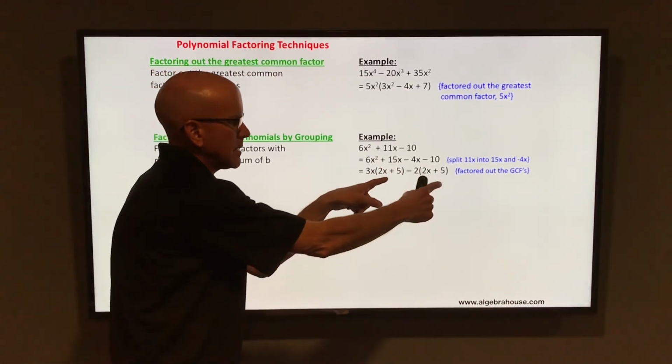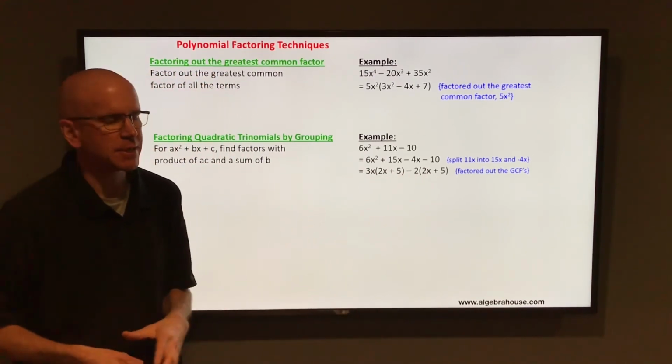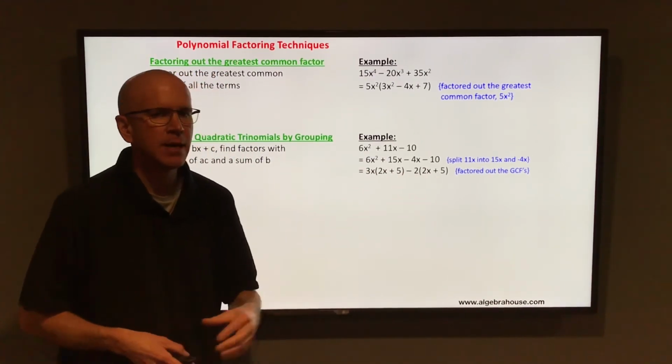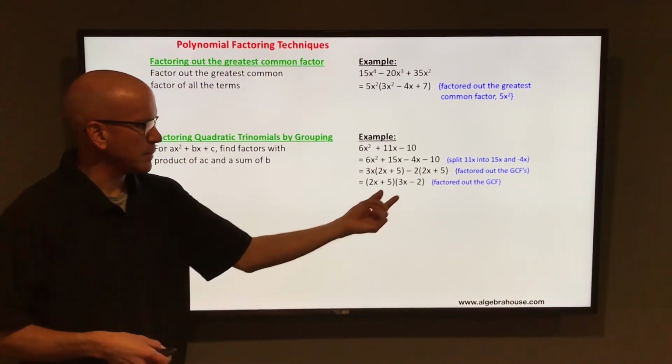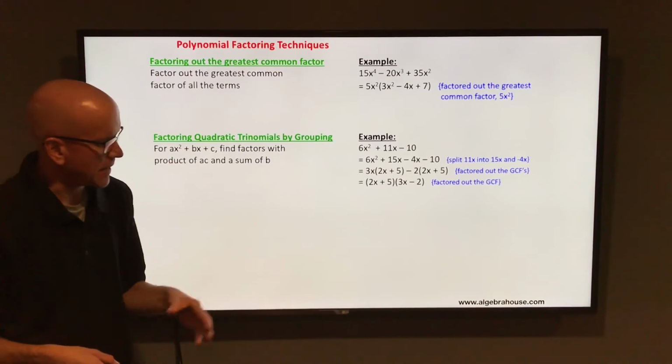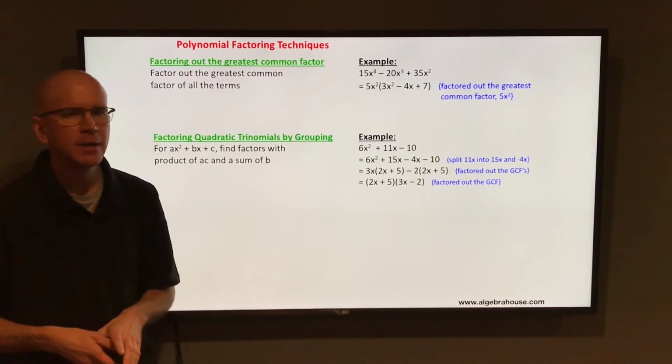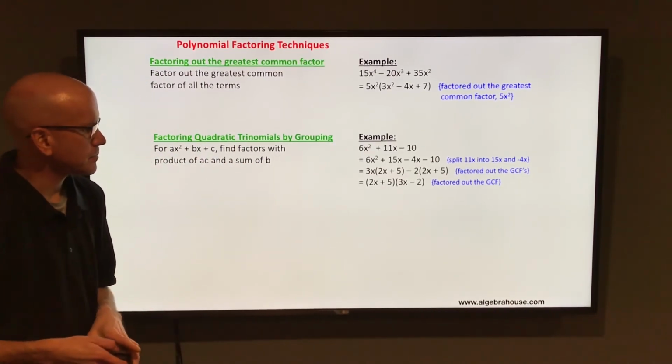Now you have to get the same thing in the parentheses because that's the next step, is to take out that 2x plus 5. It's just like erasing it with your eraser. If you erase that 2x plus 5, you're going to be left with 3x minus 2. So that factors into 2x plus 5 times 3x minus 2.